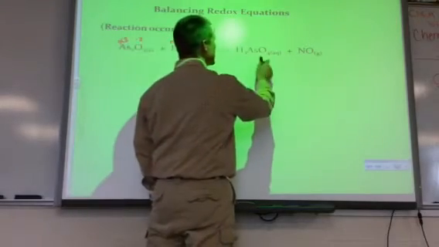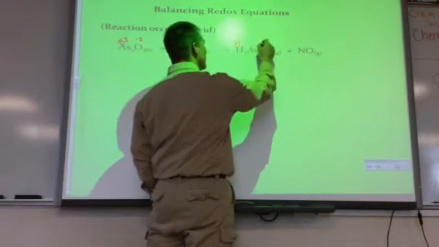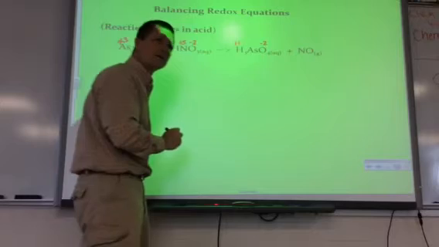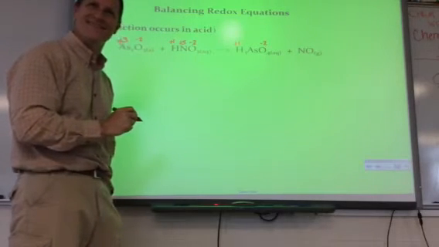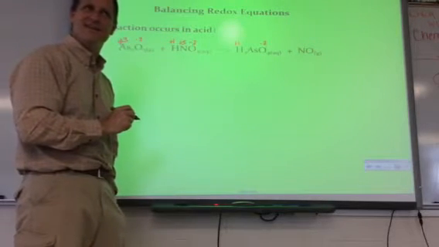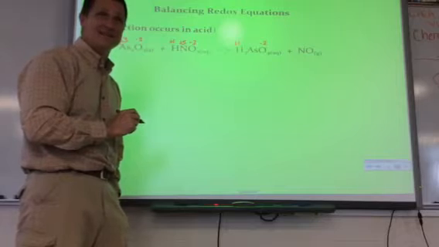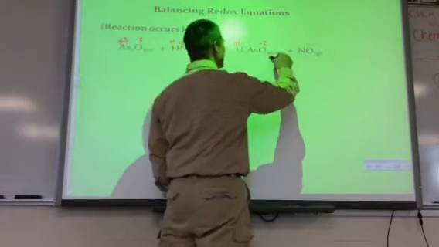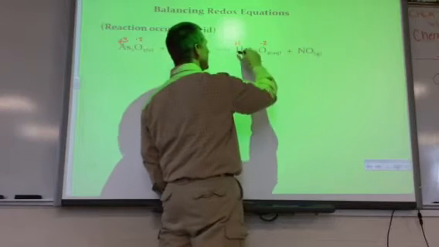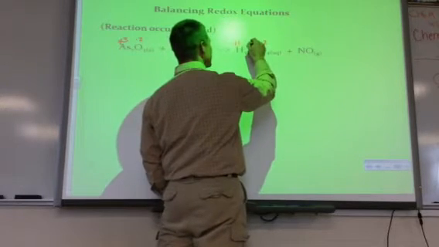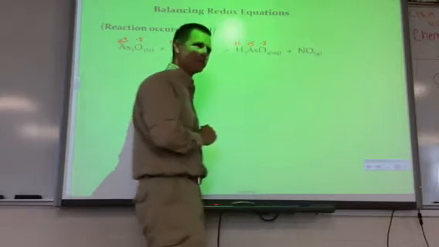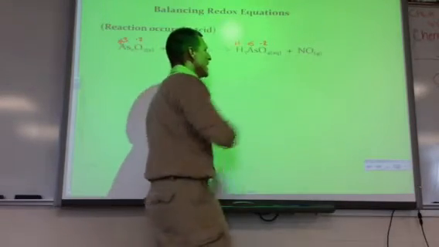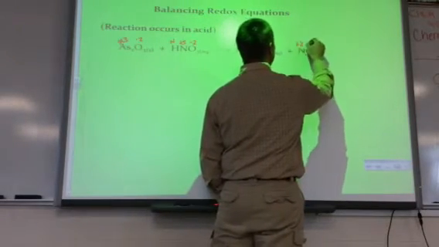In the H3AsO4, once again, H is +1, O is -2, As? Another 5. Yeah, it's another 5. That's a -8. There's the +3. So that As in the middle has got to be a +5, so the whole thing is neutral. Yep. And then in the NO, +2, -2.